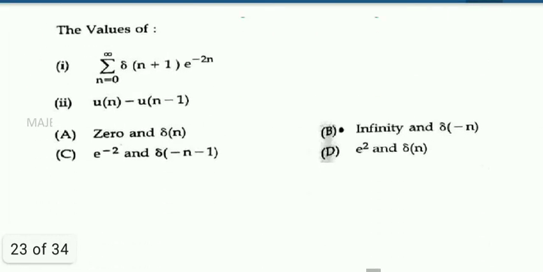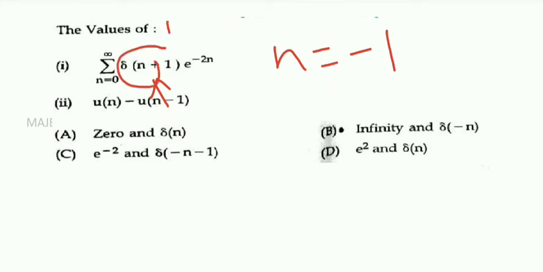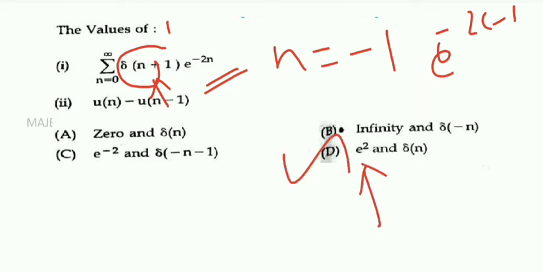Next one: the value of delta of n plus the summation, n goes from 0 to infinity, of delta of n plus 1 times e power minus 2n. We know that delta of n plus 1 has a value only at n equal to minus 1. When n is equal to minus 1, this factor becomes 1. Here we substitute n equal to minus 1, so e power minus 2 times minus 1 is e power plus 2. So the answer for the first one is e power plus 2. Only this one is there, so this option should be correct. Anyway, we check the second one also.